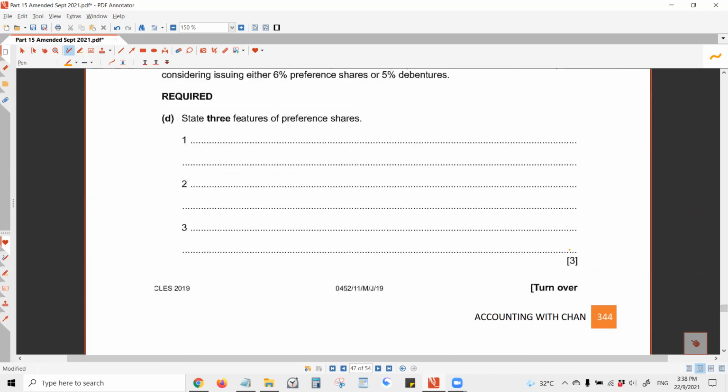You see this question? Page 344. Same question, right? But this time, three features. So just now, earlier, we talked about no voting. And then another one, we talked about the fixed dividend, right? Fixed dividend.